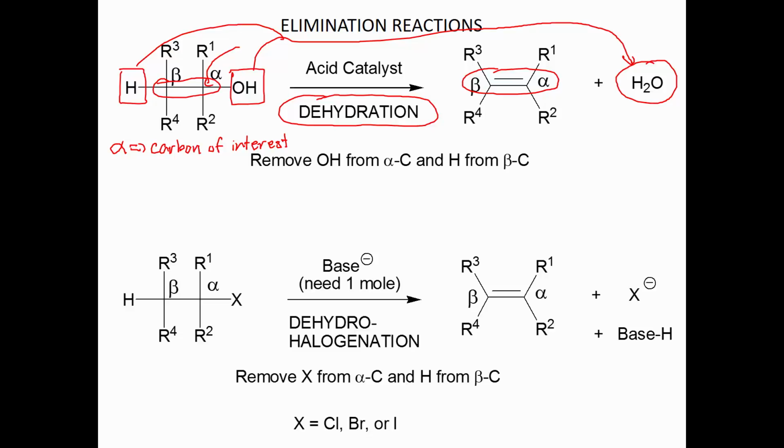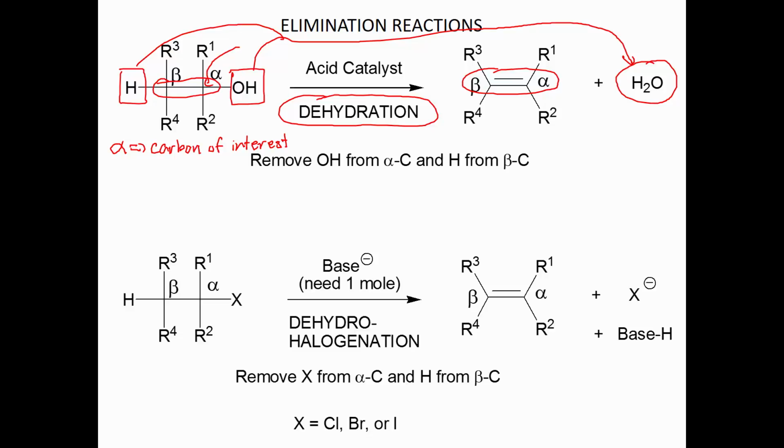Okay, this reaction requires an acid catalyst. What we need is a little bit of acid. We don't need 1 mole to convert 1 mole of alcohol to 1 mole of alkene. And when we look at the mechanism, we'll see why that's the case.